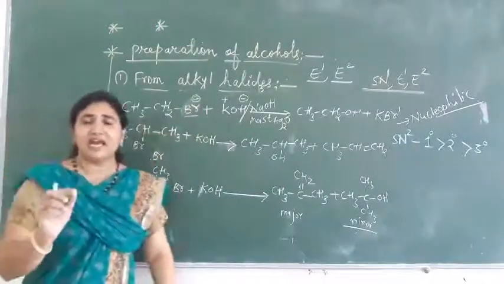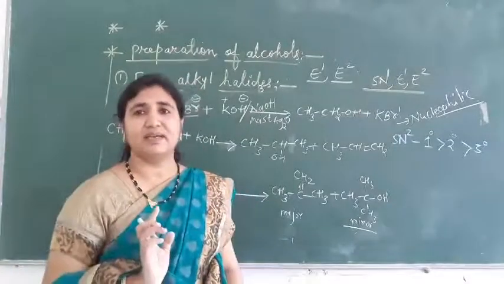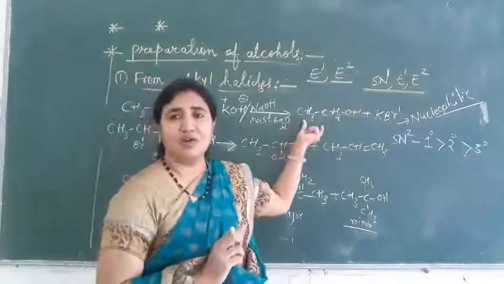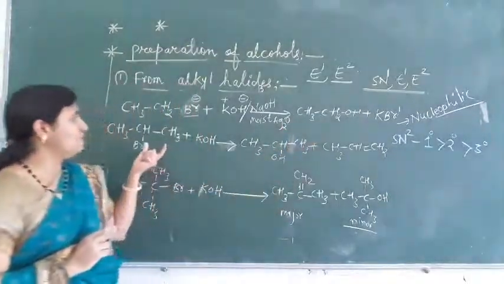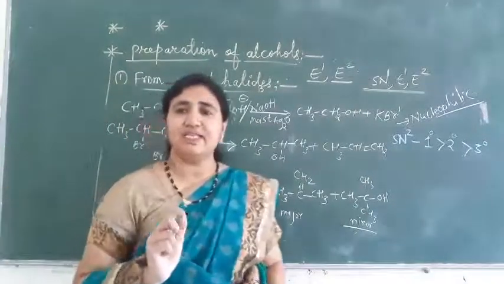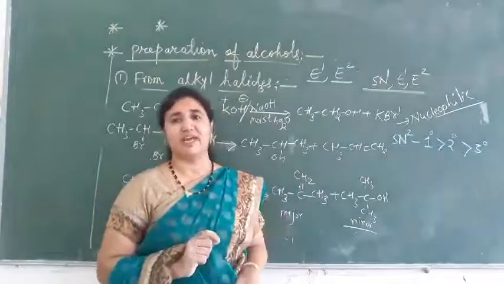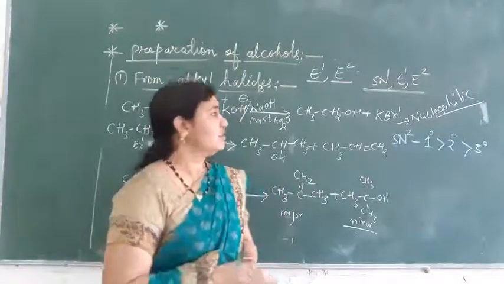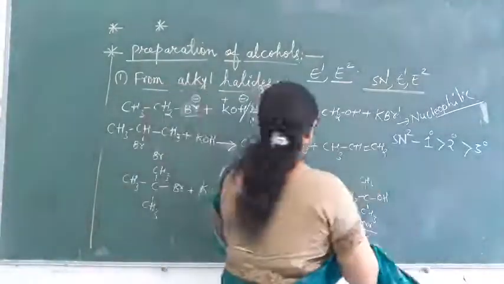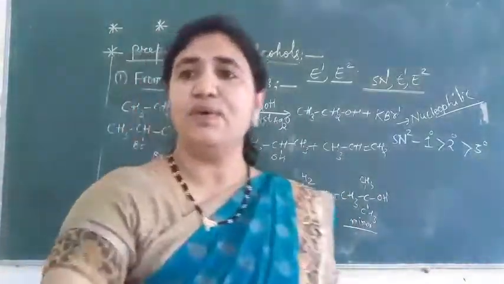So primary alkyl halides undergo the SN2 mechanism and form alcohol. But when we come to secondary and tertiary alkyl halides, along with the SN1 mechanism, they undergo E1 and E2 mechanisms also. So for this, what is the order for SN1, SN2, E1 and E2?